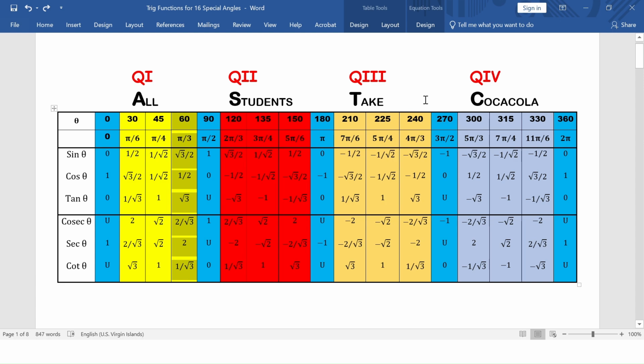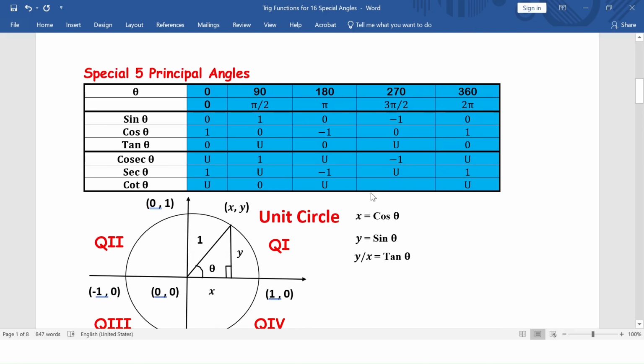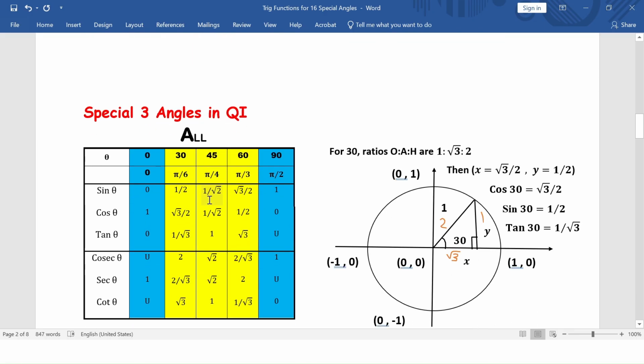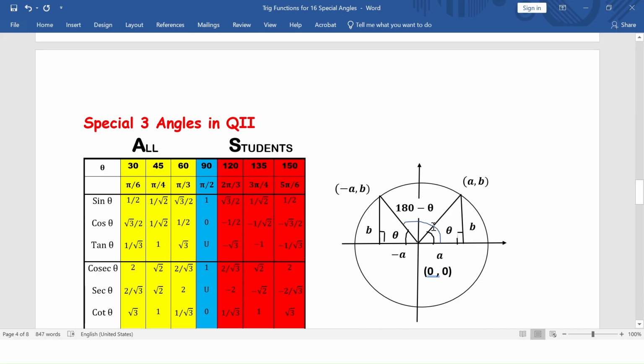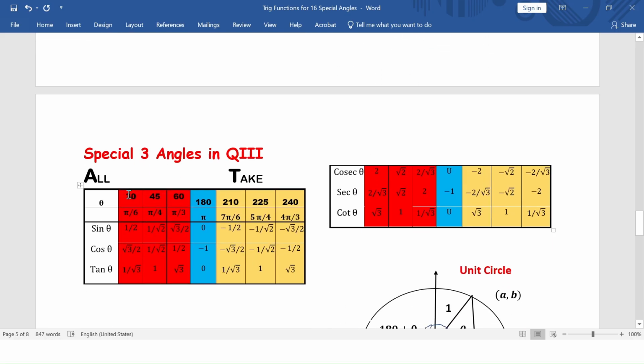Okay, ASTC. You can use anything, but in my case I try to memorize it quickly. I say all students take Coca-Cola. I can put a hyphen there. All students. So I got all. That is quadrant number 1, which is this one here. Students is in quadrant 2. All is in quadrant 1.